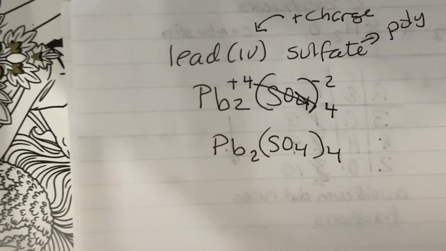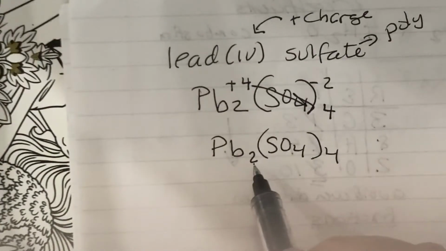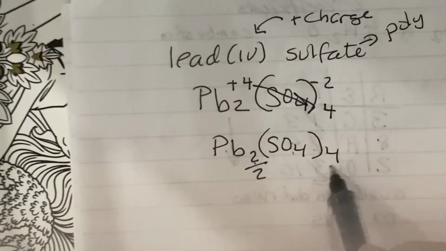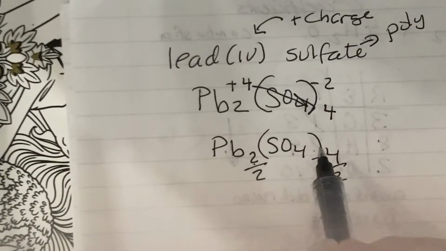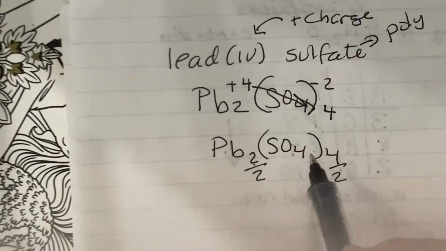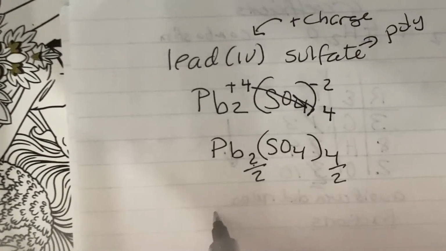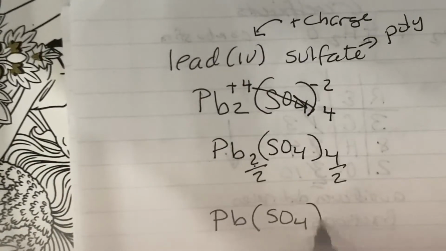And then I look at that and go, wait a second, the 2 and 4 can be adjusted. I can simplify that. I can divide both of these by 2. Polys get parentheses. You cannot simplify what's inside the parentheses. So that stays SO4, and you reduce the outside. So it's now Pb(SO4)2.